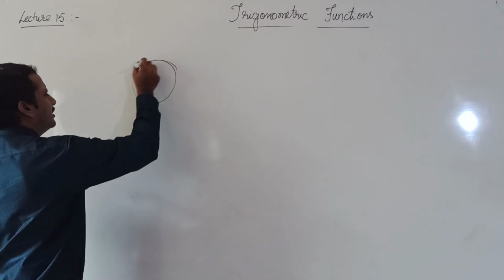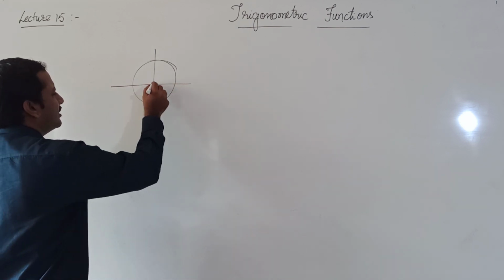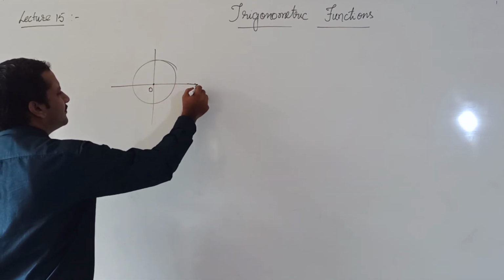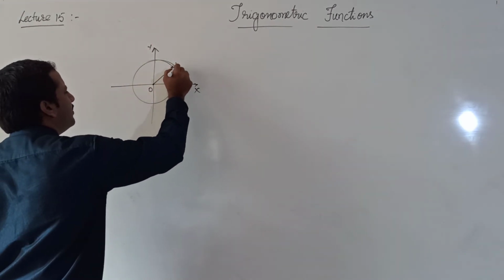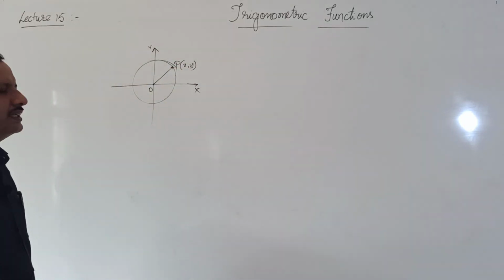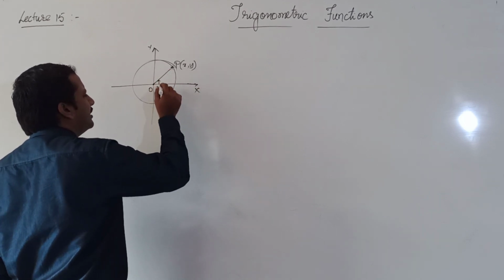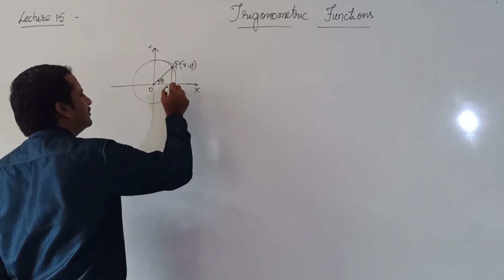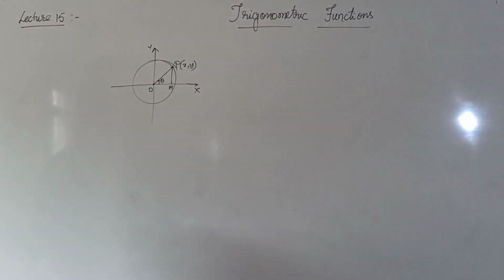Consider a circle with the center at origin and radius r. I will choose a point, say P(x, y), on that circle. Let P(x, y) be any point on that circle. Let the angle XOP be theta. I will draw one perpendicular here, call this point M. Angle MOP is equal to theta.